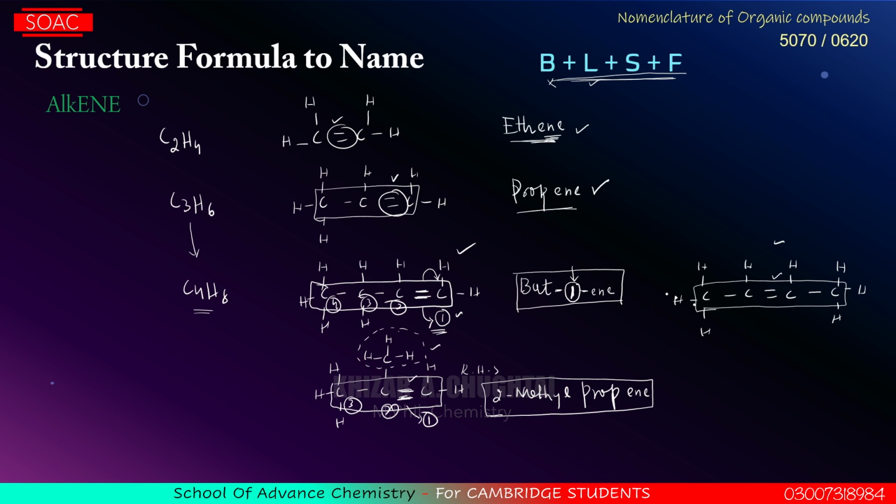So there is no branch in this molecule. I'm going to start its name from the longest chain, 4 carbon atoms. It starts from but-.